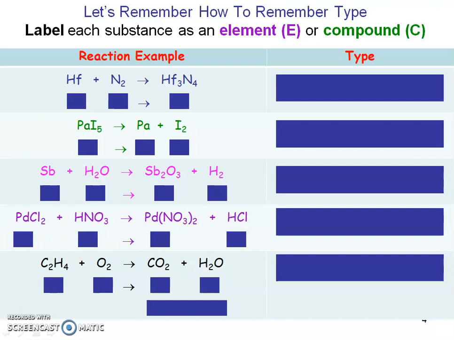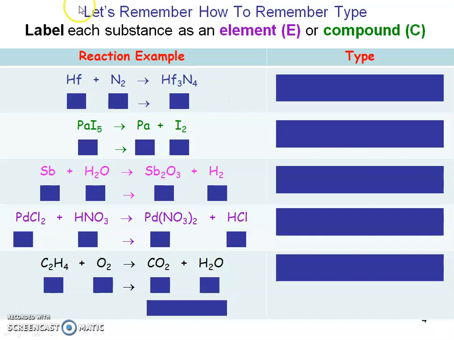First, I'm going to have you label or classify each of the substances in each of the reactions as an element or a compound, and hopefully that will help us be able to identify the type. And you know me, I like to usually go in order as we learn it, because I feel like if you learn it in one order, it's easier than having to go back through your memory and go, oh yeah, that was the very first one that we learned.